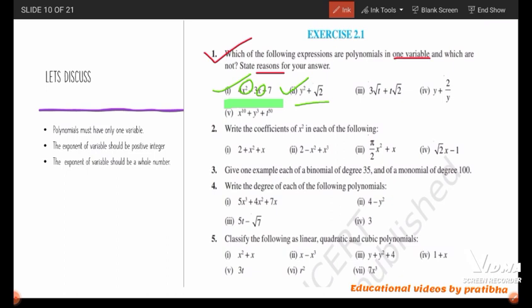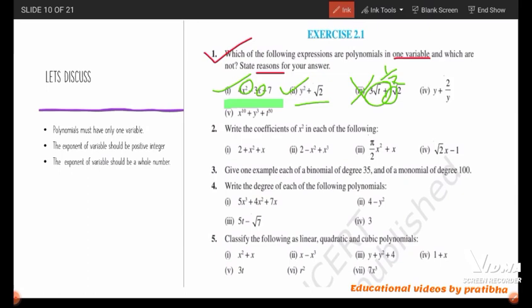If you look at the third expression, 3 root t plus t root 2. Here the 2 t is not having an issue, but the t is under root. So the power will be 1 by 2, which is not a whole number. So this is not an example of a polynomial with one variable, because the exponent of t will be 1 by 2 as t is in root.